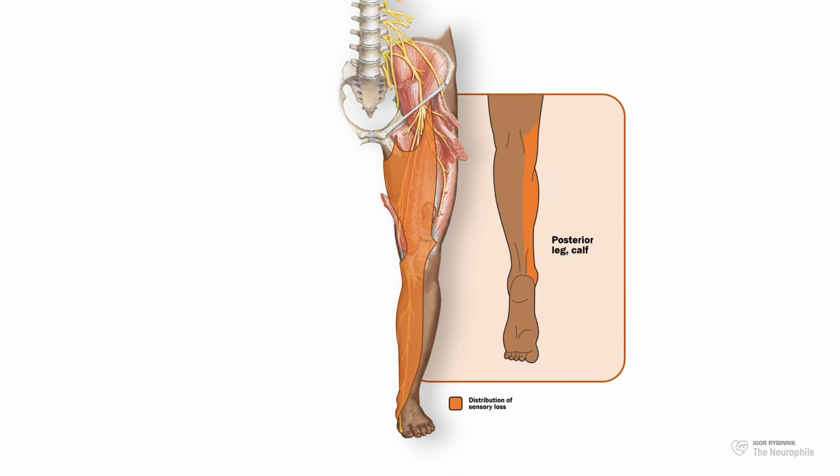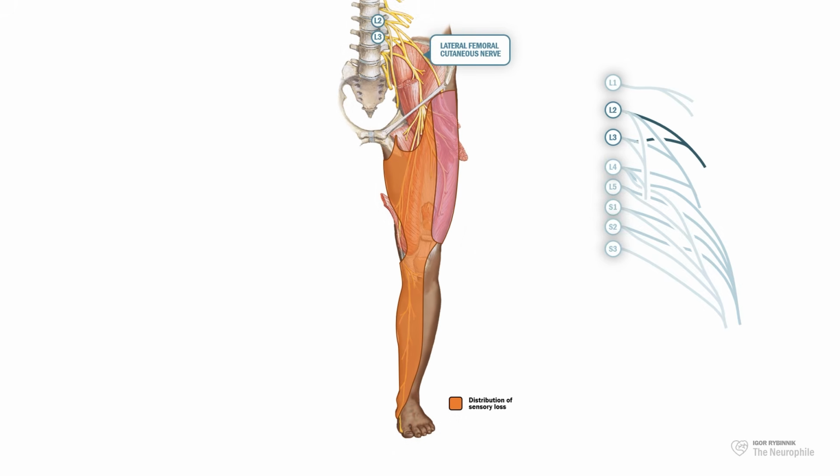When it comes to sensation, the femoral nerve covers 2 key areas. It innervates the front and inner thigh through the anterior femoral cutaneous branch, and the medial lower leg all the way down to the ankle through the saphenous branch. What about the lateral part of the anterior thigh? That's the domain of the lateral femoral cutaneous nerve. It's not a branch of the femoral nerve.